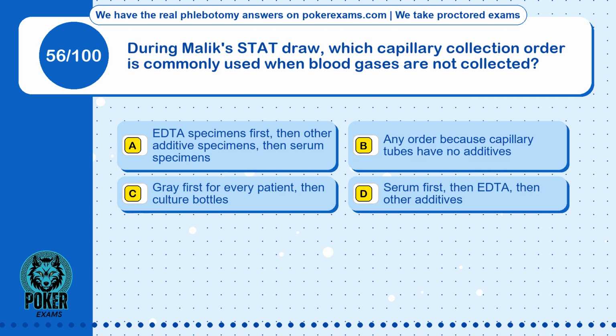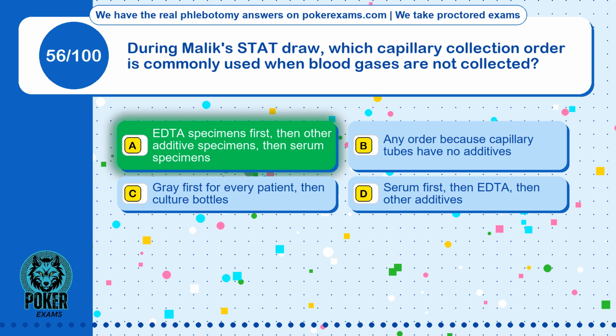Question 56. During Malik's stat draw, which capillary collection order is commonly used when blood gases are not collected? Option A. EDTA specimens first, then other additive specimens, then serum specimens. Option B. Any order because capillary tubes have no additives. Option C. Gray first for every patient, then culture bottles. Option D. Serum first, then EDTA, then other additives.